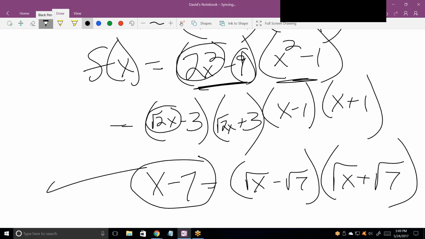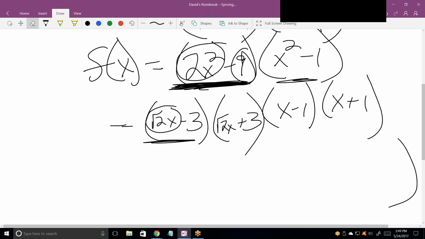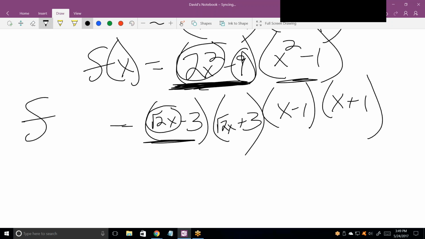In other words, most people would stop when they got to this. But the fact is that if you're looking for the zeros, well, notice what my zeros are here. Tell me what my zeros are. I got those 4 factors, and they ask you for the zero. So what are the zeros?